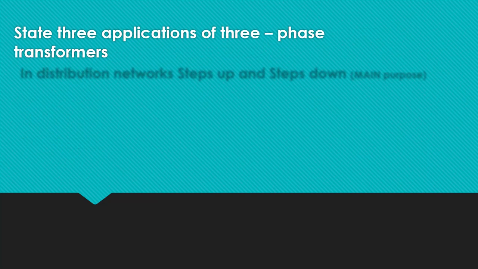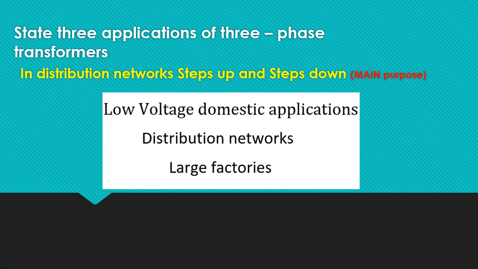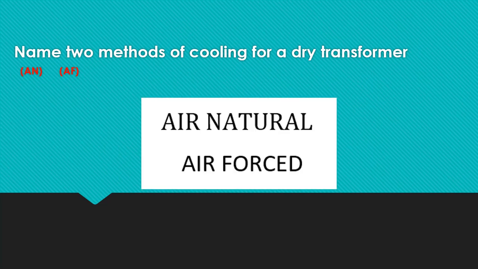State the 3 applications of single-phase transformers. It's used in distribution networks to step up or step down. That's the main purpose. But the 3 applications are low voltage domestic applications, distribution networks, large factories. Name 2 cooling methods of a dry transformer. You have AN, that's air natural, and AF, air forced. So the 2 main types are air natural and air forced for dry type transformers.